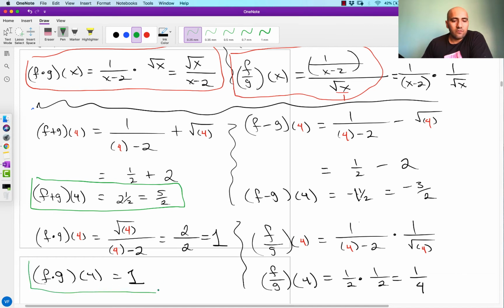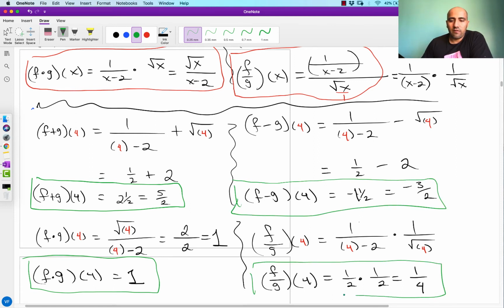Okay, so that's the result of this new function evaluated at 4. Here's the result of the new function evaluated at 4. Here's the result of this function evaluated at 4. And here's the result of this function evaluated at 4. Zoom out.